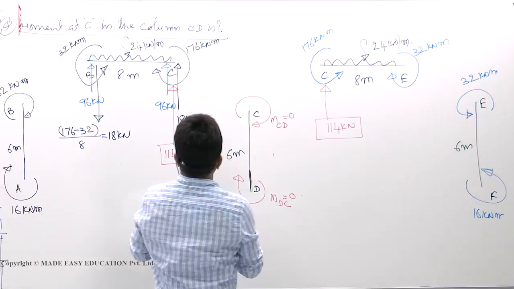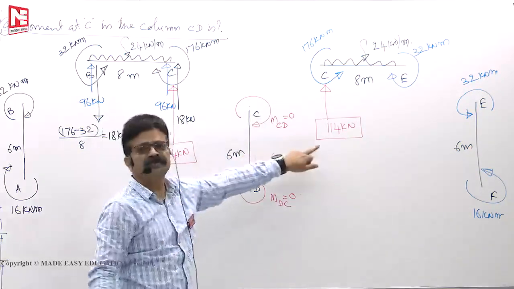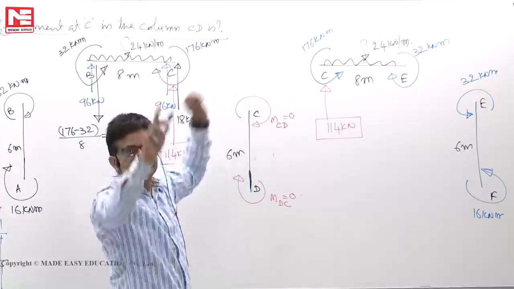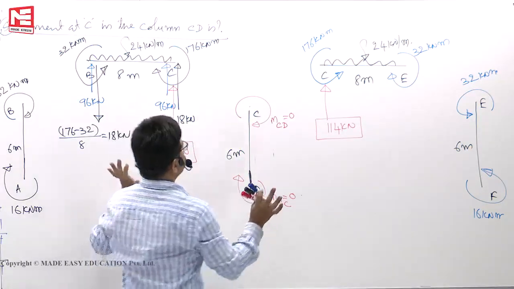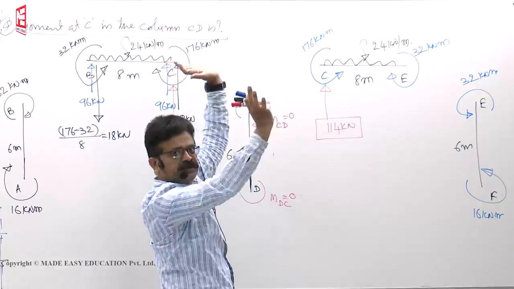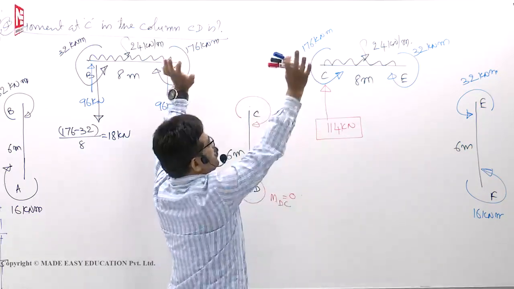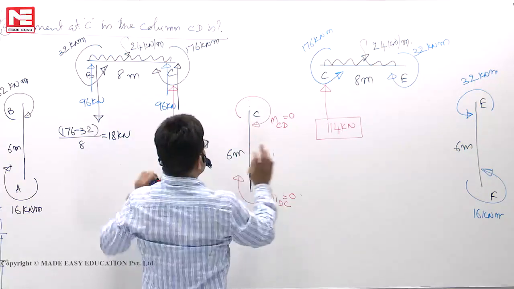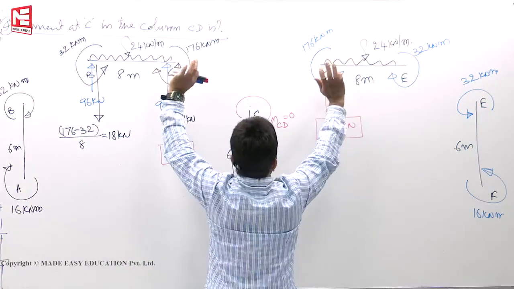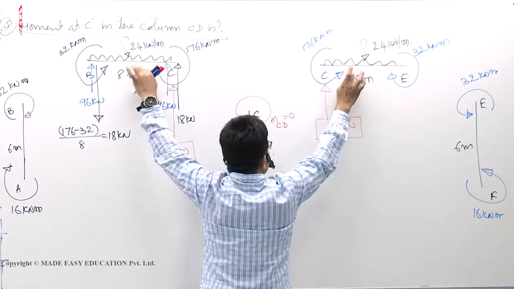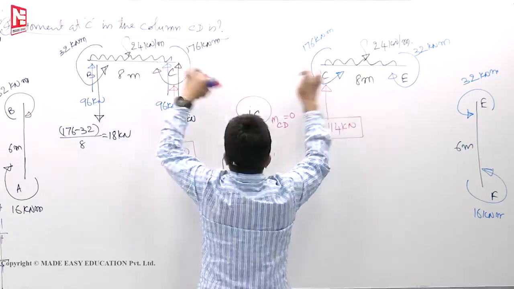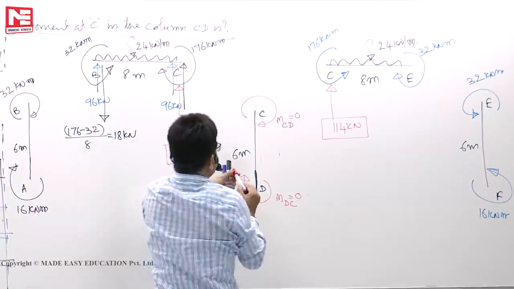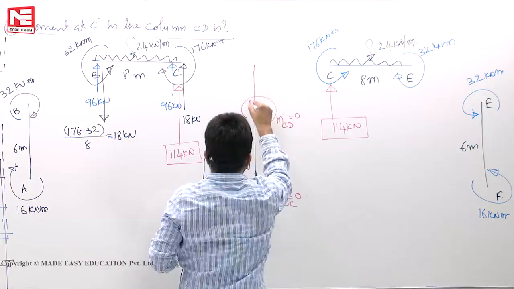114. Who will give this 114 kilonewton to the beams? This column only should give like that. It should support them. If the column will not give that much force, the beams will fall down. Now this column is exerting this much force on the beam so that they will be in equilibrium.